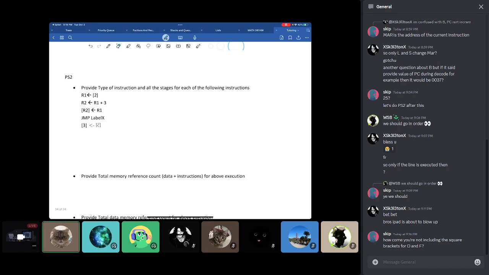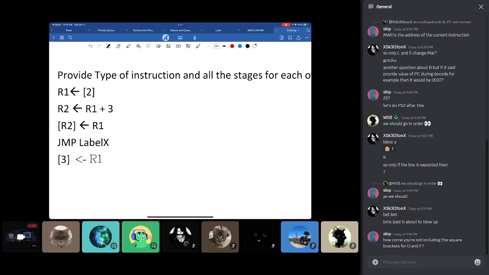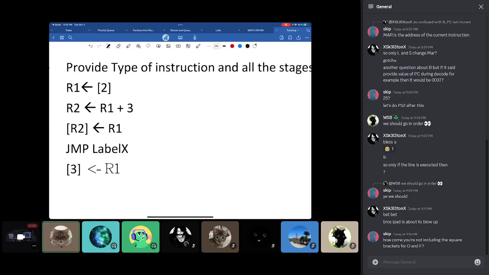Saying provide the type of instruction and all stages for each of the following instructions. This right here, this is a load. We're taking data from an address and loading it into the register. This right here, this is an R type. Values, doing some arithmetic on it, and storing it into a register.